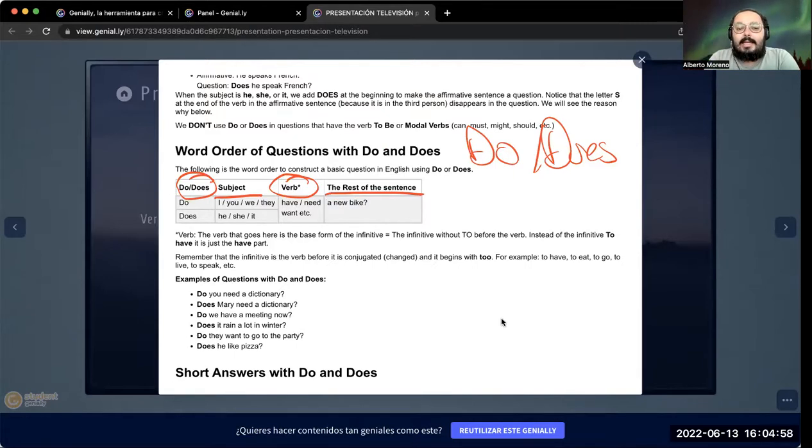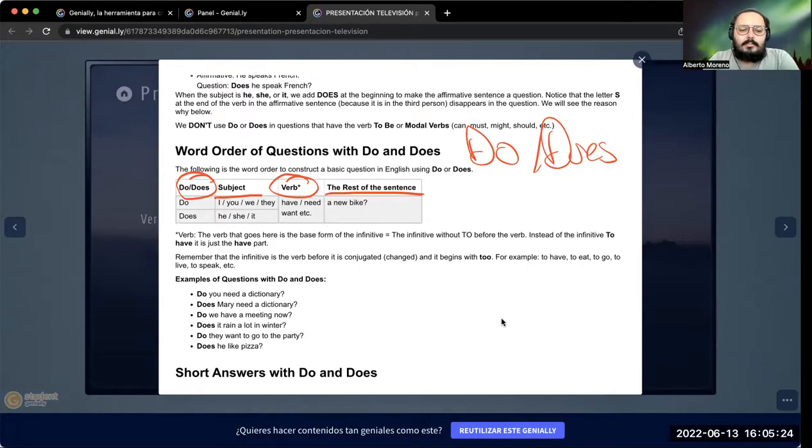Do I need a new bike? Does she want a new bike? ¿Ok? Nos ayuda a convertir una oración afirmativa en una pregunta. En lugar de decir, I have a new bike, es una oración afirmativa, vamos a preguntarle, ¿qué tú tienes? Do you have a new bike? ¿Ok? Es el secreto de los auxiliares do or does.